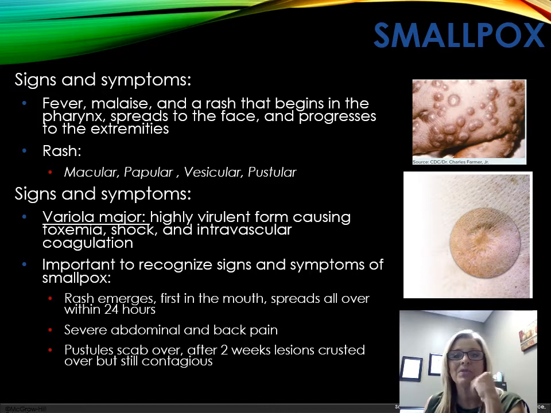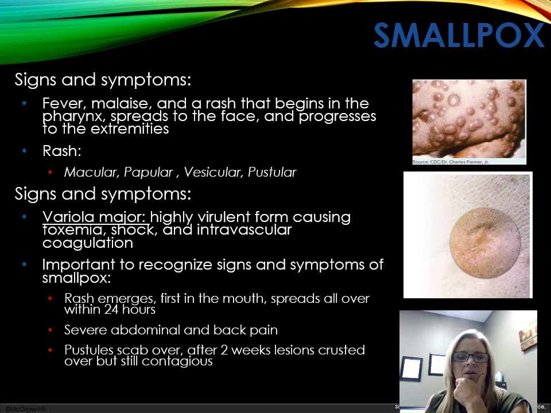After the third or fourth day, the bumps of the rash are going to become larger and filled with a very thick, opaque type of fluid. Pustules are going to be indented and begin to scab over within a few days. After 2 weeks, most of the lesions are going to have crusted over, but the patient is still contagious until the very last scab falls off. During the rash, the patient is very, very ill. Lesions heal. Of course, they're going to leave scars.